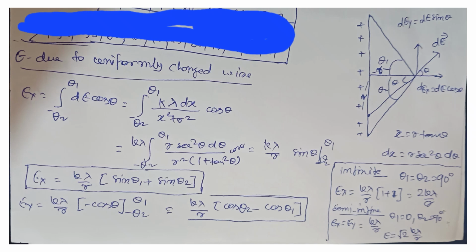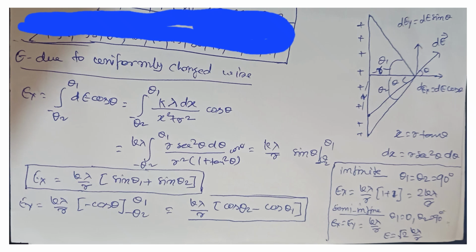So how can you integrate? You can have Ex, that is the integral from minus theta 2 to theta 1 of dE cos theta. dE is kq divided by r square, where k is k and q is lambda into dx, lambda being the charge density and dx the small element. And if this is your x and this is your r, then r will be the square root of x square plus r square, and the cos theta.